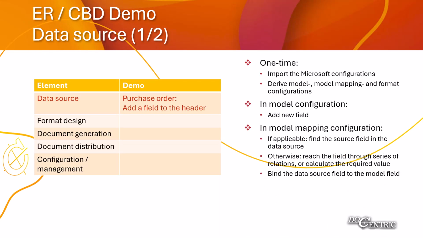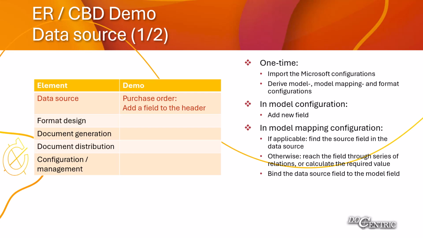Next, you will open the model mapping configuration and go to its designer. Action required here depends on the value you need to fetch for your new field. The simplest case is if you need to display a value of some field from a table that is already used as a data source for this report. Then you will only point to that field and bind it to the field you've previously added to the model.